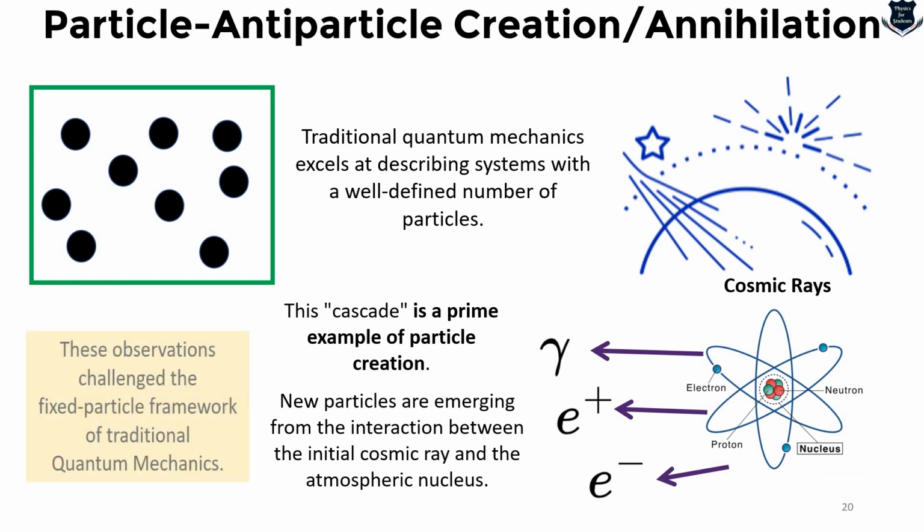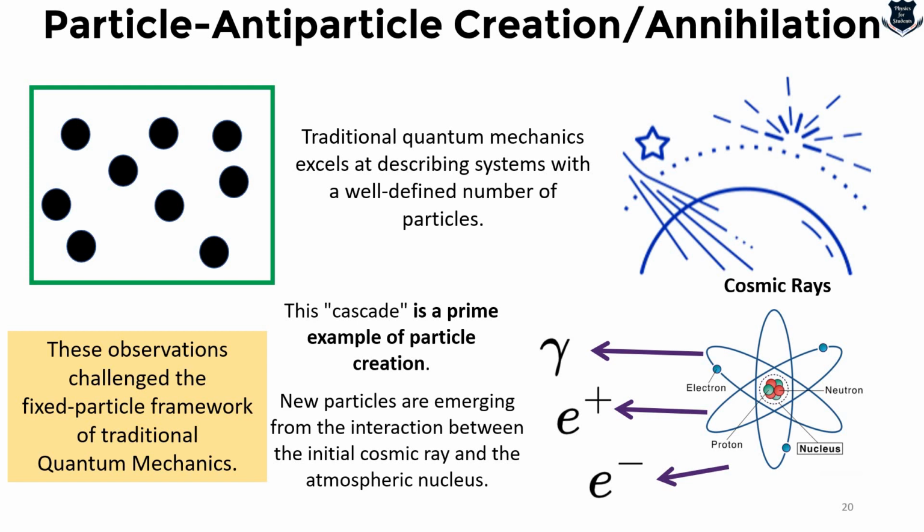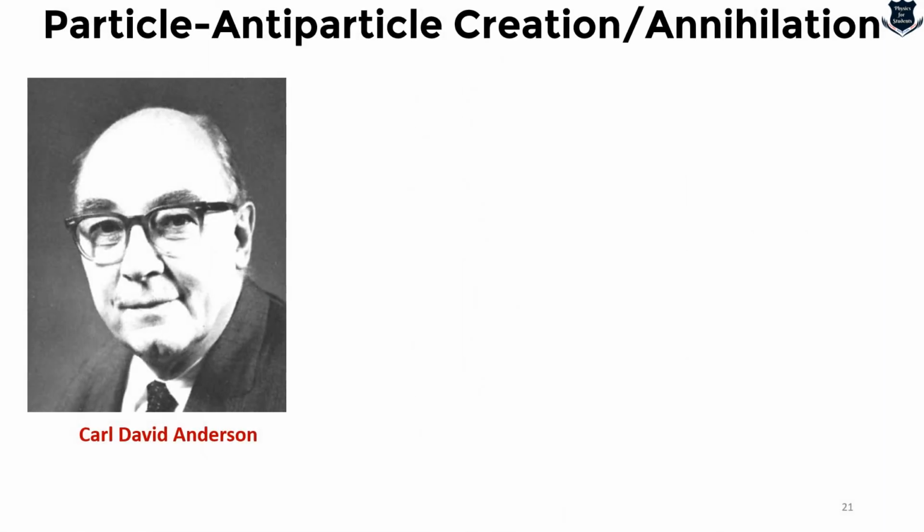Now the question that arises is that these observations challenged the fixed particle framework, or the traditional quantum physics, whatever was there, and it was unable to give an elegant theoretical framework. So the creation and annihilation of particles from the cosmic rays was at first a problem.